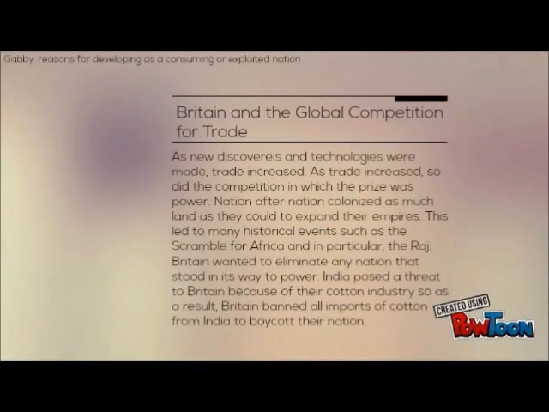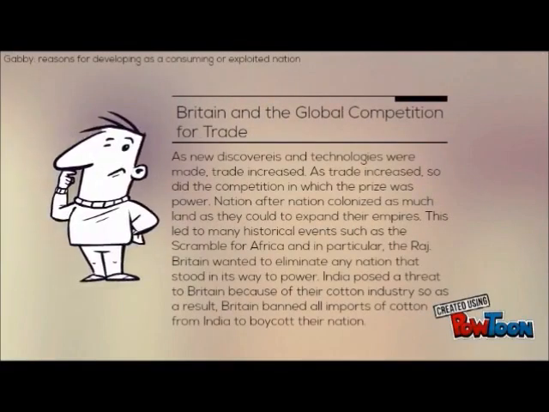As new discoveries and technologies were made, trade increased. As trade increased, so did the competition, in which the prize was power. Nation after nation colonized as much land as they could to expand their empires. This led to many historical events such as the scramble for Africa, and in particular the Raj. Britain wanted to eliminate any nation that stood in its way to power. India posed a threat to Britain because of their cotton industry, so as a result, Britain banned all imports of cotton from India to boycott their nation.